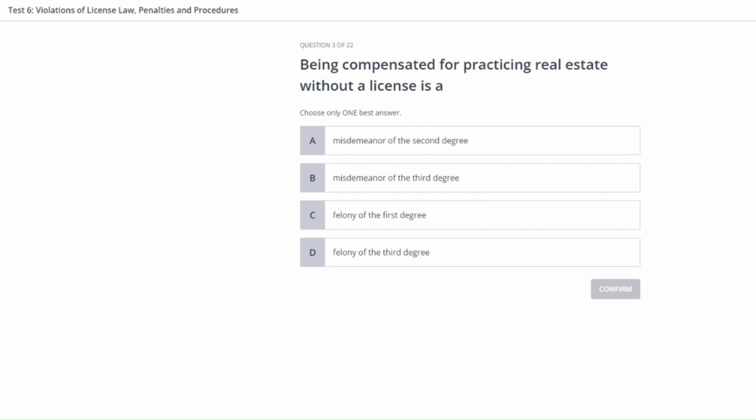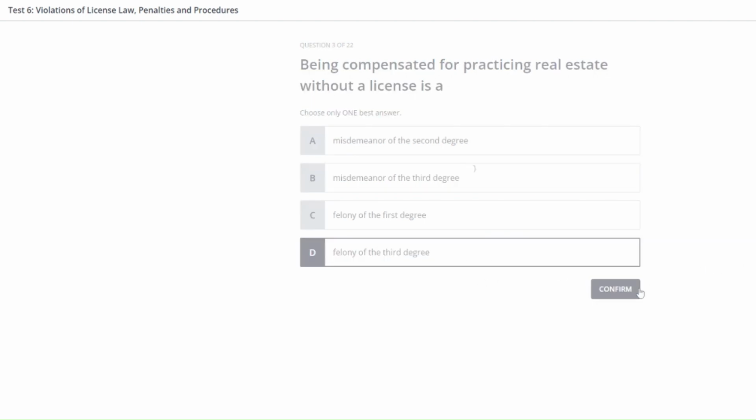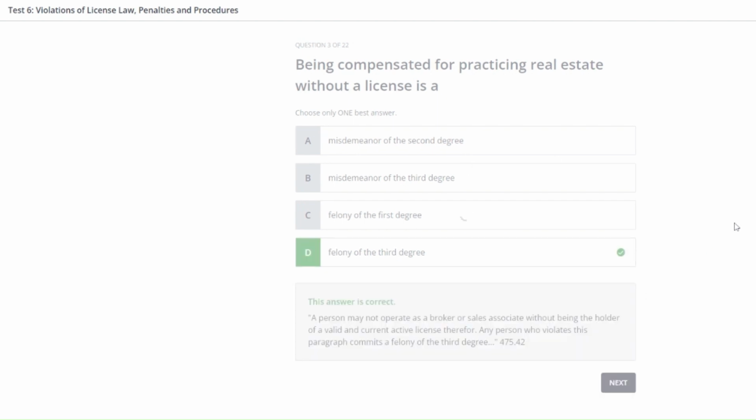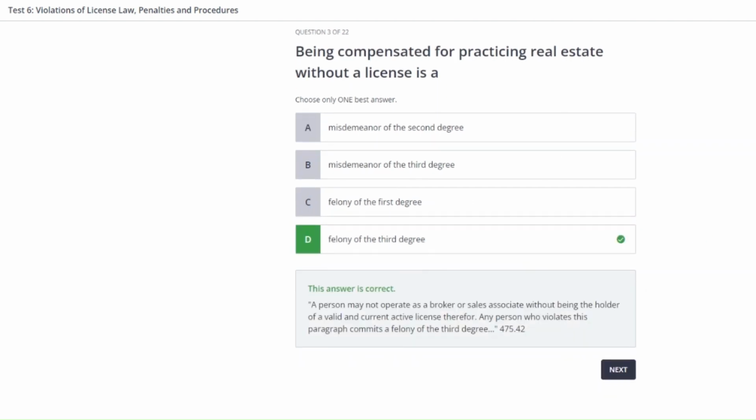I hope you had enough time to make your selection. So let's reveal the answer together. The correct answer is going to be D, felony of the third degree. A person may not operate as a broker or sales associate without being the holder of a valid and current active license. Therefore, any person who violates this paragraph commits a felony of the third degree.